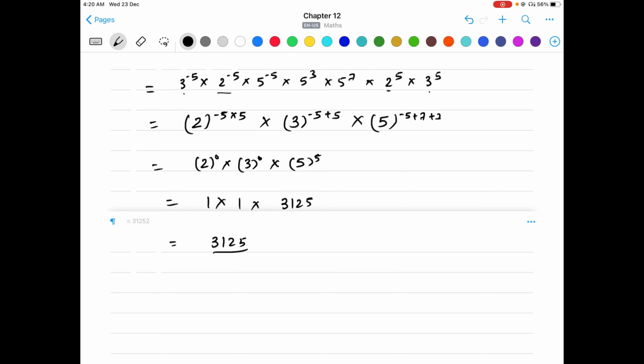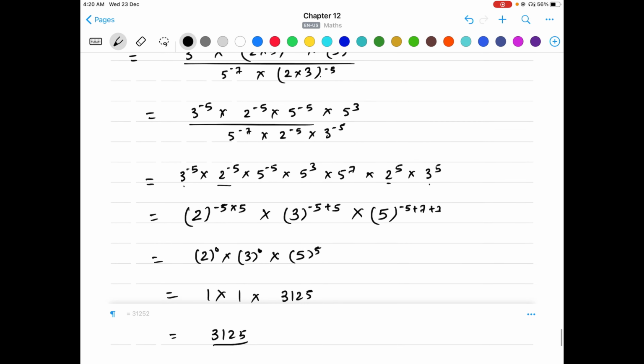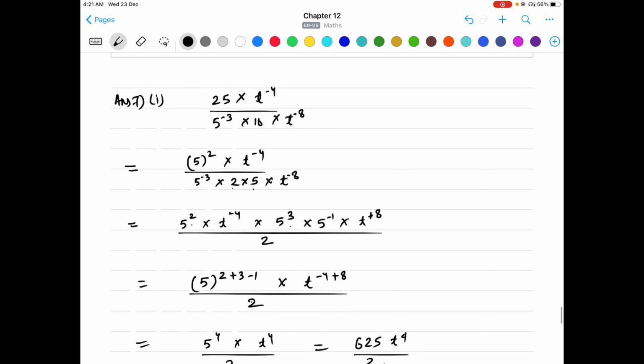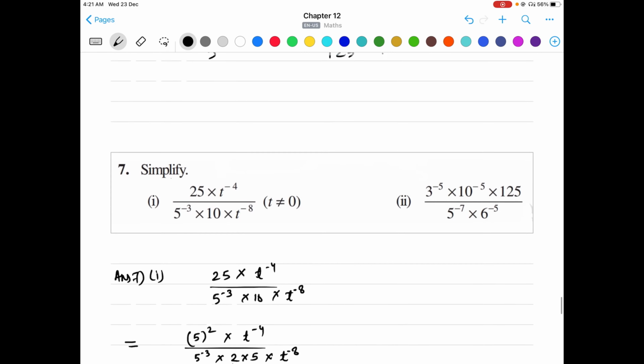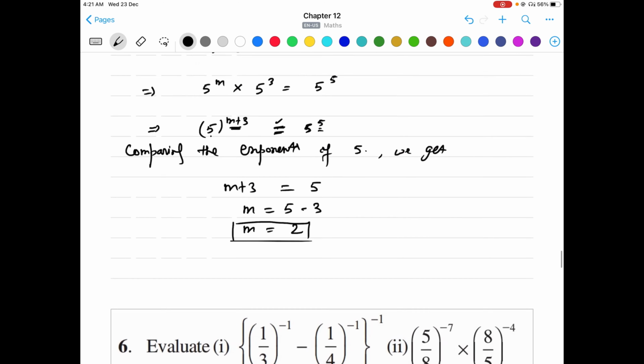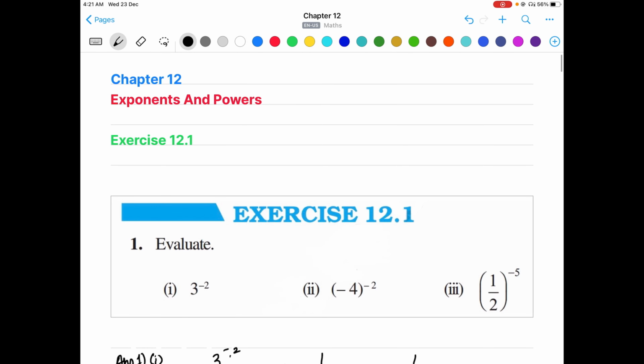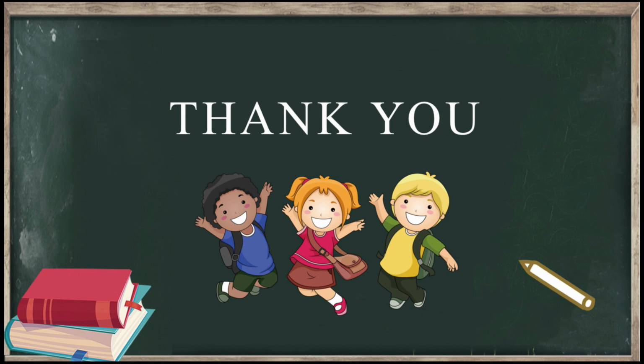So with this we have completed all the questions of exercise 12.1. Hence we have concluded the exercise. Now you can practice all these questions, and you must practice them by yourself multiple times so that you can understand them better. These questions are very simple. Once you understand the laws of exponents, you can easily complete the questions. So practice these questions in order to understand them better. Okay, so that's all for now.